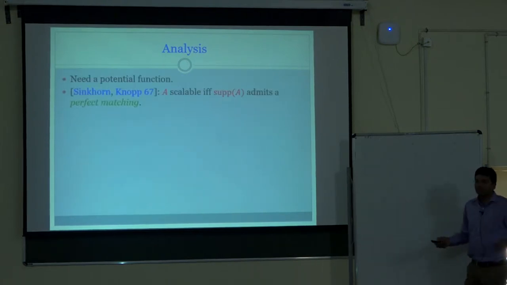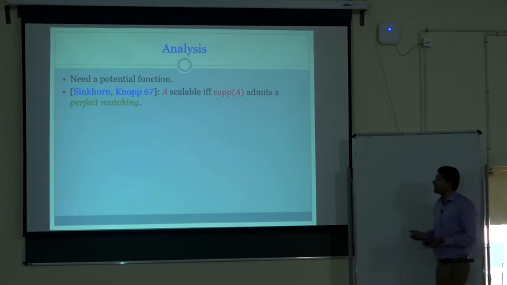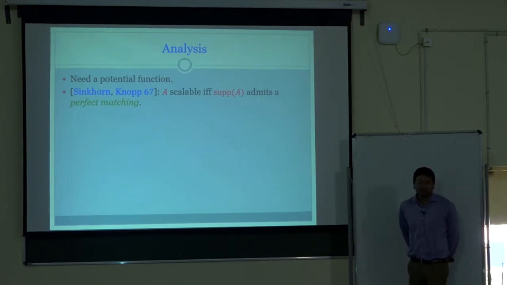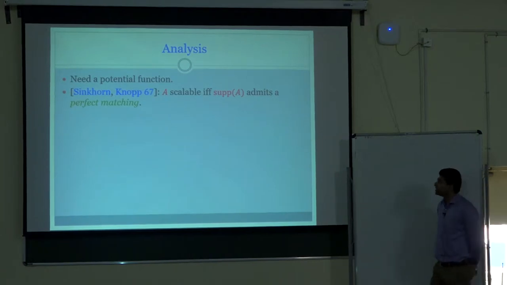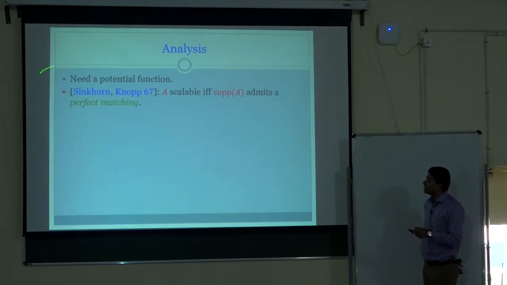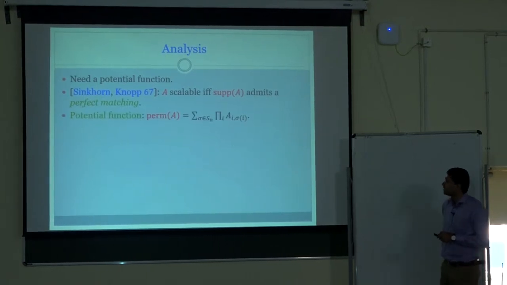Yeah, so we have some iterative algorithm, and the usual way you analyze an iterative algorithm is that you need some potential function. So how do you choose a potential function? Notice that Sinkhorn and Knopp already proved that this algorithm will converge if and only if the support of A contains a perfect matching. So that already indicates what potential function one might use. And in fact, this is the potential function that Linial et al. used.